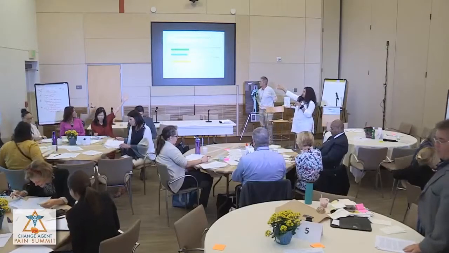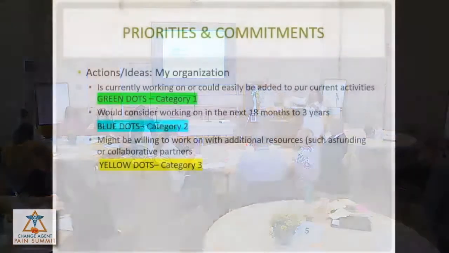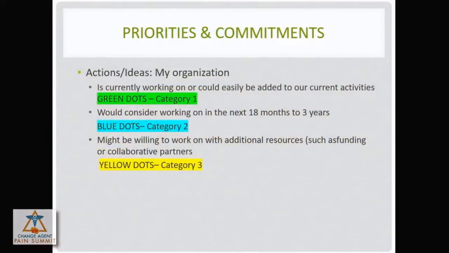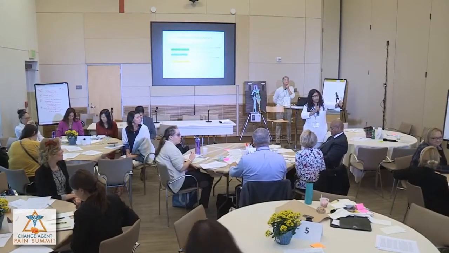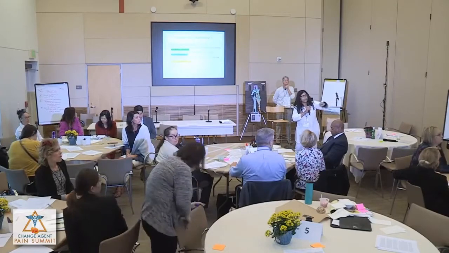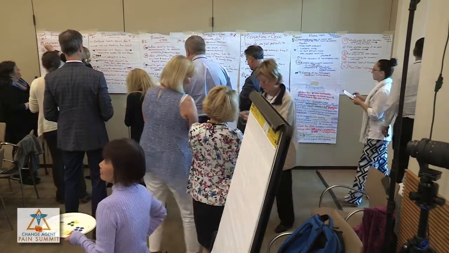You'll have green dots, blue dots, and yellow dots. The green dots are, hey, I'm ready to go on this idea, or we're already doing it. The blue dots are, well, I think it might be something we can add, but it would be in the future. And the third is, well, if we had some funding or some collaborative partners, then maybe we could consider that. So all those ideas that you heard about are spread out on those flip charts, and we'd like you to just do a quick gallery walk. If it's crowded up there, just work on your commitment sheet.